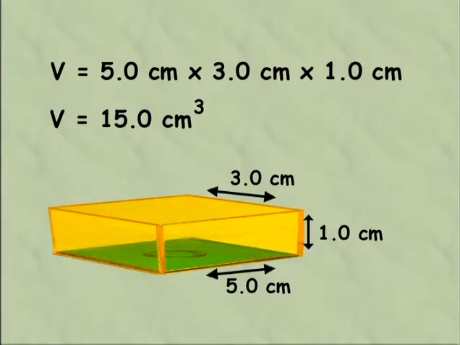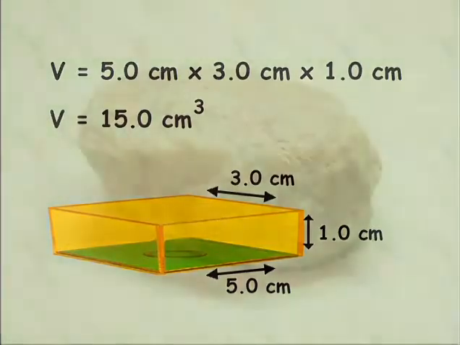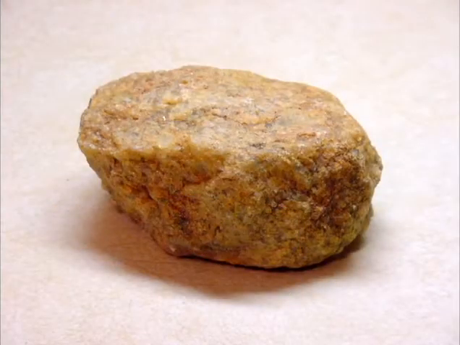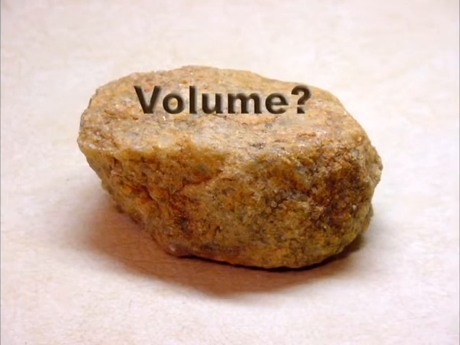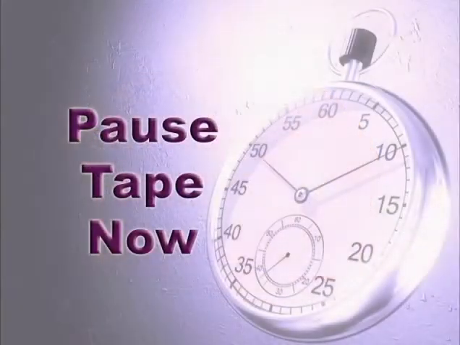That's enough of those, but what if we want to find the volume of an irregular object? Perhaps a rock. Any ideas? How would we measure the length, width, and height of a rock? Does a rock even have a length, width, and height? Your local teacher is going to pause the tape for a minute and let you try to come up with some ideas.